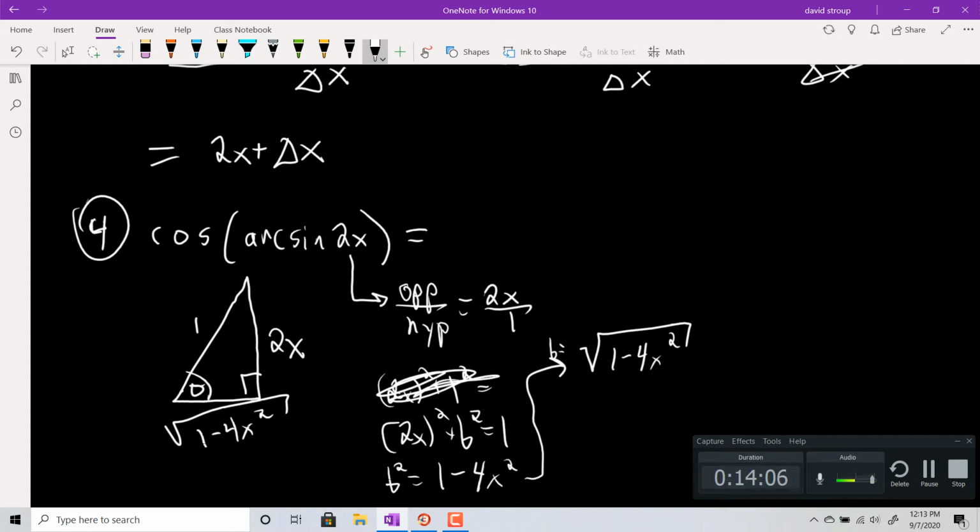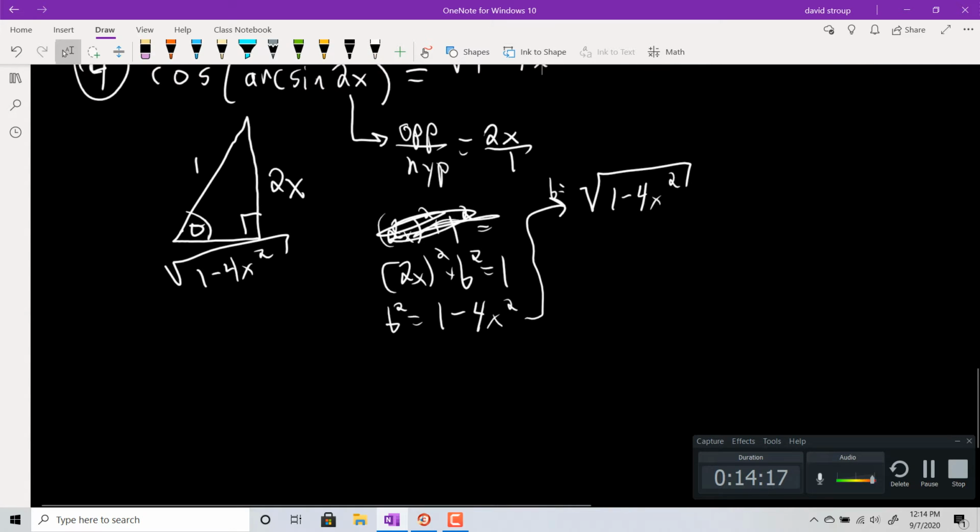And then we just use that triangle to figure out the expression. So cosine is adjacent over hypotenuse, so it would be square root of 1 minus 4x squared all over 1. Okay, and then that's it.